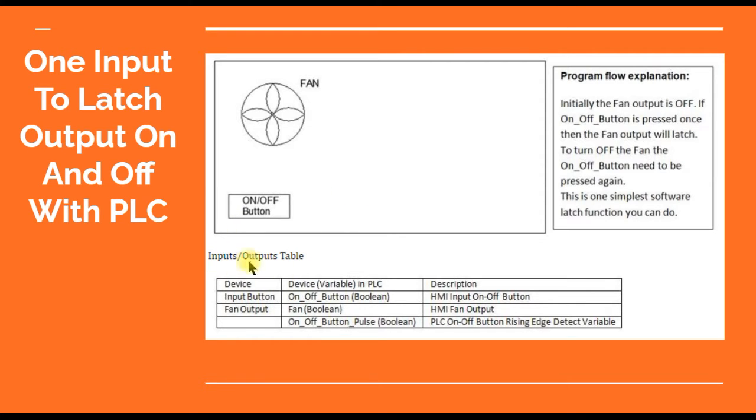In the IO table I have this input button, on off button, boolean. And then I have the output, also a boolean, a fan, and I have a detect pulse variable.